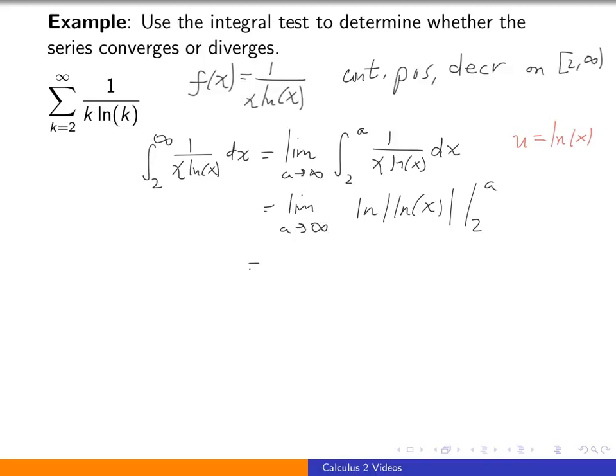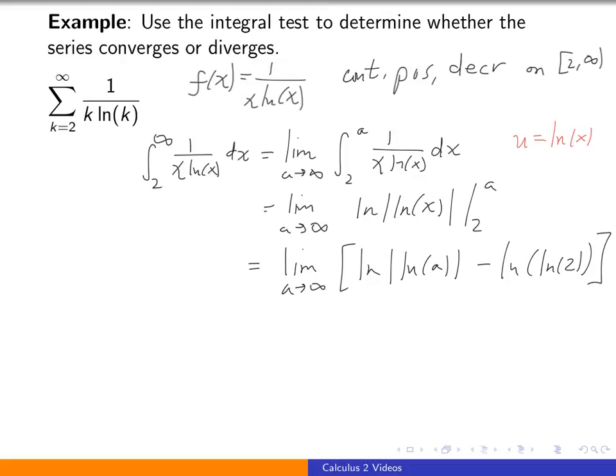So we need to plug in an a, put a minus sign, plug in a 2. So we're going to have the natural log of the natural log of a minus the natural log of the natural log of 2. And note, as a goes to infinity, the natural log of a is going to infinity. So this limit is infinity.